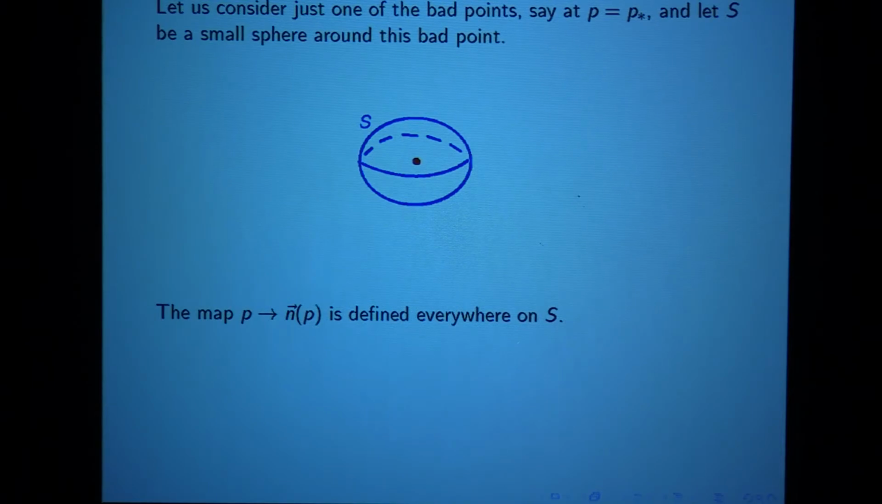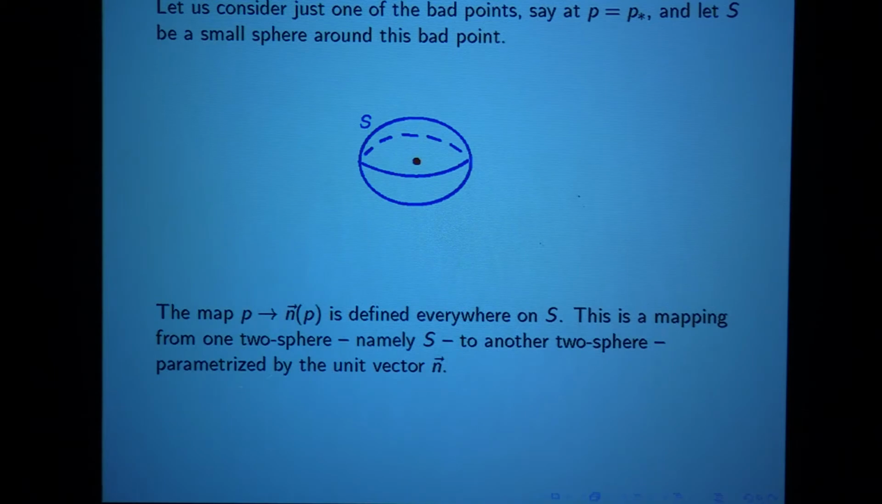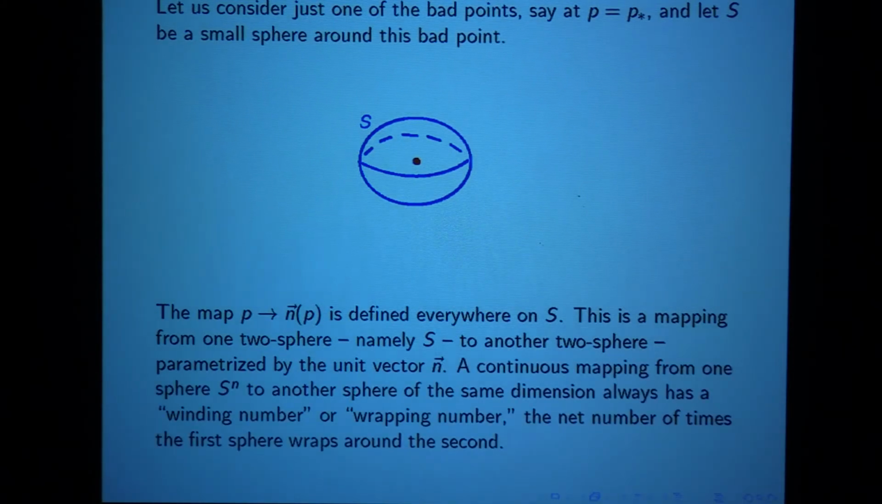So this map is defined on a sphere, and n of p lives in a different sphere, because n of p is a unit vector. So the mapping from p to n of p is a mapping from one 2-sphere, which is S, to another 2-sphere that's parametrized by the unit vector n. Now, a continuous mapping from one sphere to another sphere of the same dimension always has a winding number or wrapping number, which is the net number of times the first sphere wraps around the second.